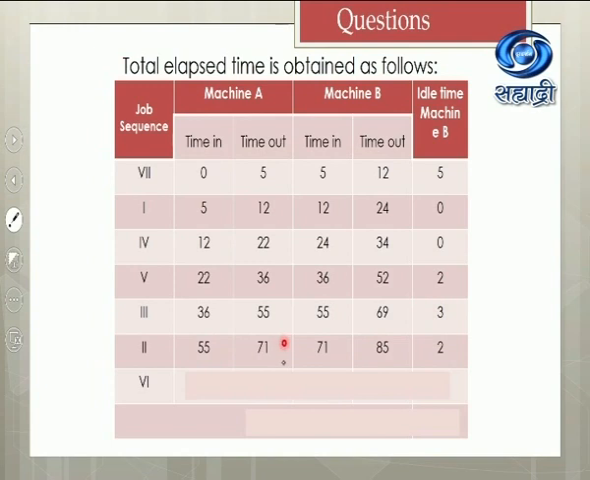Next is 55. It comes out at 71. It goes in machine B at 71 minutes and comes out at 85 minutes. So idle time for machine B is again 2 minutes. Then 71, 86, 86 and 91. As you can see, 86 and 85, so you will write 86 over here and then again idle time is 1. Add this up. So you get idle time for machine B is 13.